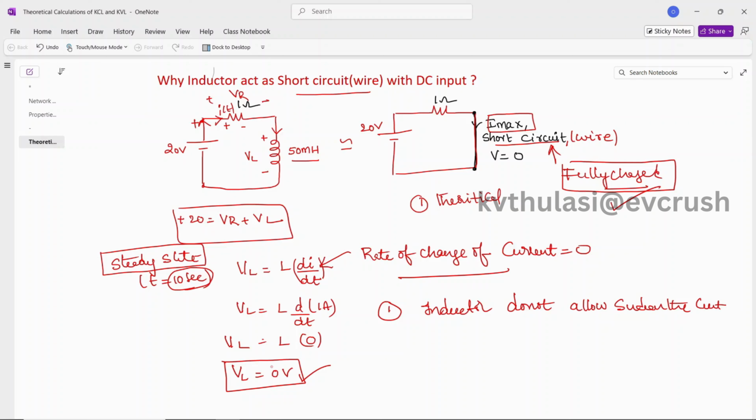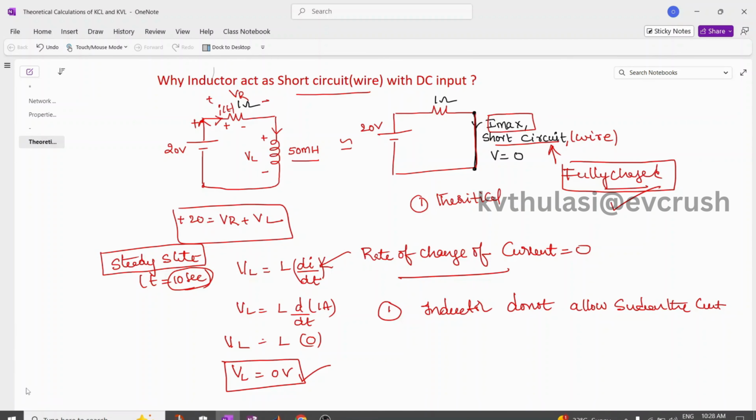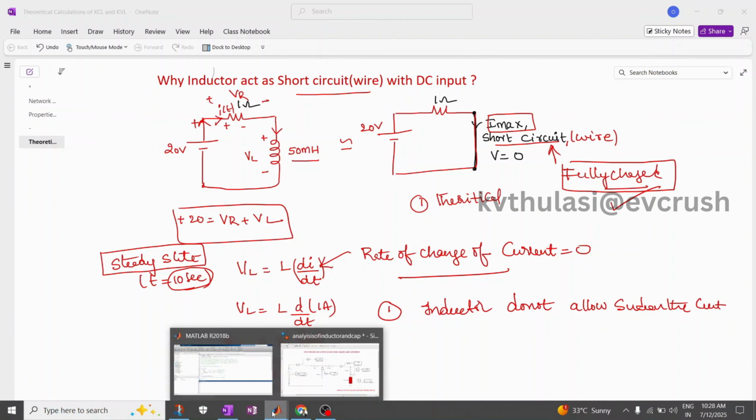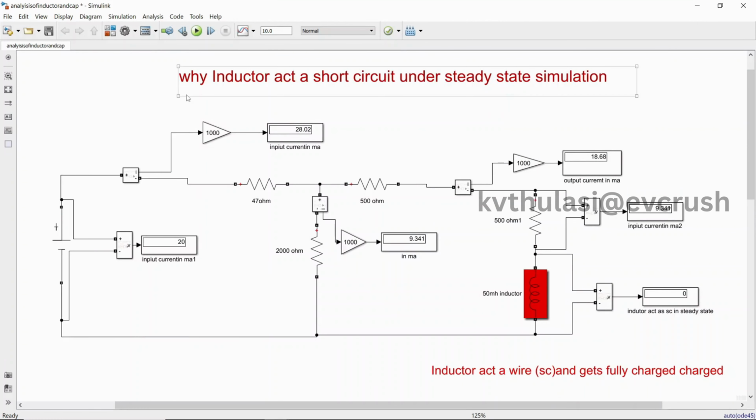Okay, this is the transient condition, but after steady state it will try to act like a short circuit, and this is the behavior of the inductor. Now the same I am going to validate with MATLAB. So here you can see the simulation: why an inductor acts as a short circuit under steady state condition. Okay, so let's try to see here.